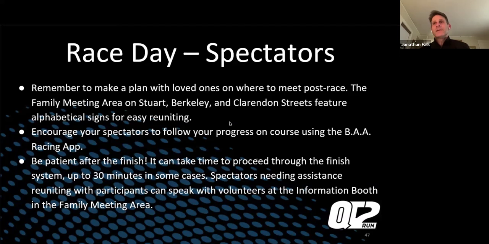But just be patient with both the other competitors, other runners, as well as the volunteers, because they're spending their days to make your day that much better, that much easier. So definitely be appreciative of that and vocalize that appreciation as well. So just make sure that when you're done, an ounce of patience will go a long way. Next slide.